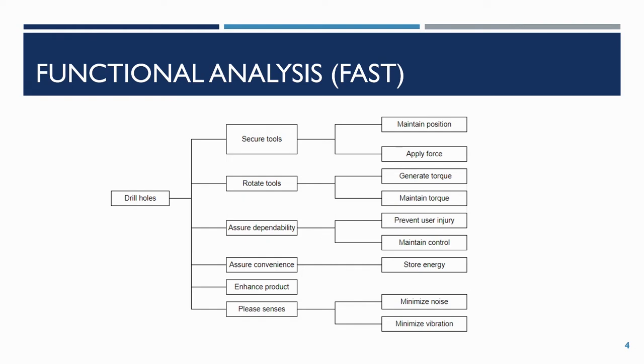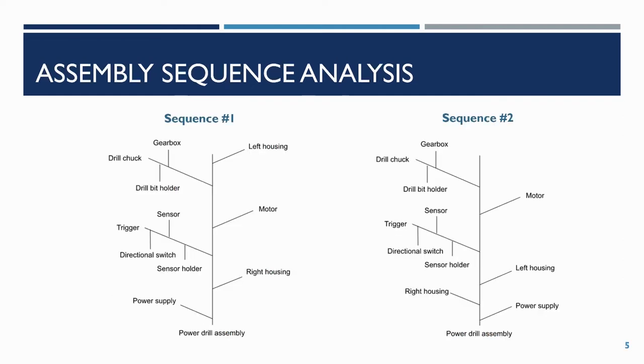What we have here is the FAST diagram of the power drill. The main function is to drill holes, and the basic functions we have are to secure tools and to rotate tools. The sub-functions for secure tool are to maintain position and apply force. For rotate tools, we have sub-functions of generating torque and maintaining torque. We also included assured dependability, assured convenience, enhanced product, and please senses.